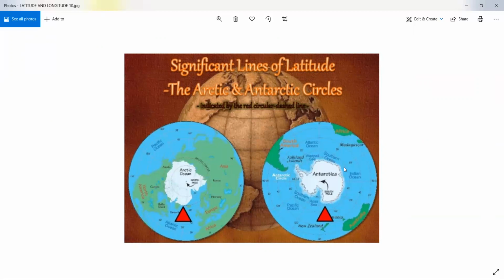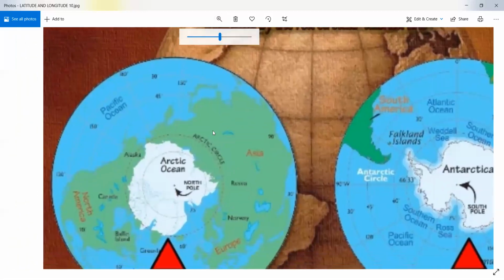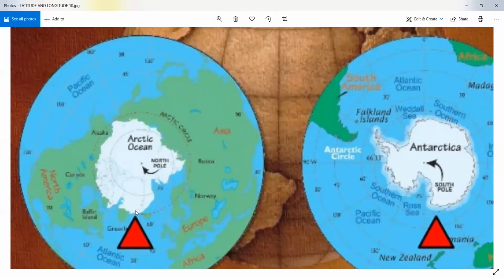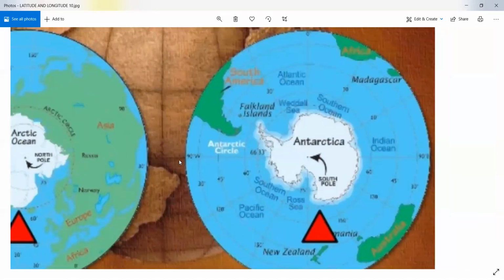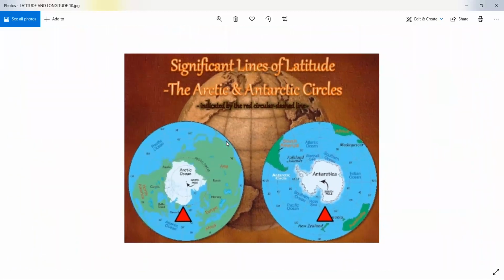Now here we can see the Arctic and Antarctic circles. They are indicated by the red circular dashed line. Let me zoom in so that you can see it. The red, you can see it's written Arctic Circle in here. So the red dashed line that you can see here circles the Arctic Ocean, and here as well circles Antarctica. These are the lines of latitude, the Arctic and Antarctic circles.